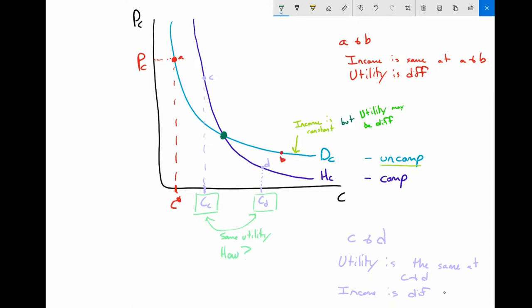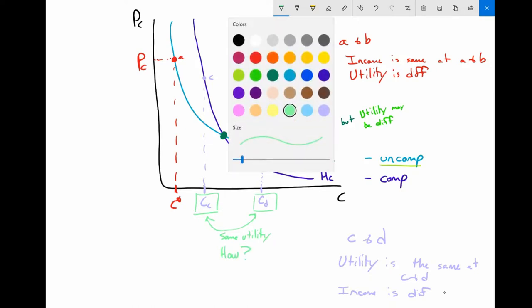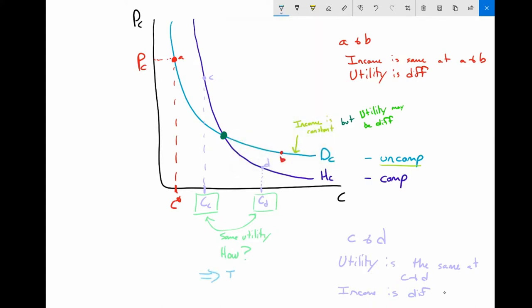How could that be? Well, because when we're using the compensated demand, income changes. That means that at point C, income must be higher, to compensate for the higher price. Okay. So this shows us the relationship between the uncompensated and the compensated demand curves.